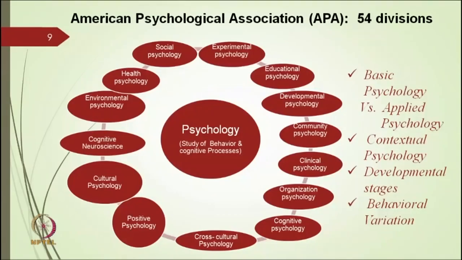Some psychologies are based on context, and we can say contextual psychology. We study behavior and cognitive processes in a particular context, like in an environmental setting, environmental psychology, in a social setting, social psychology, in a cultural setting, cultural psychology, in a community setting, community psychology, in an organizational setting, organizational psychology. So, like that, there are various branches in which we study in a particular context, and this context is one basis of branches of psychology. Another criterion could be stages.